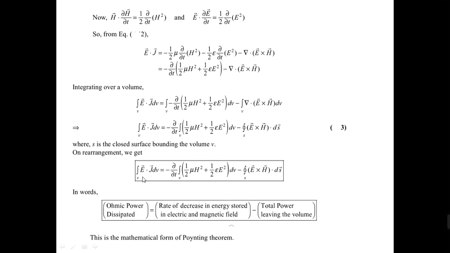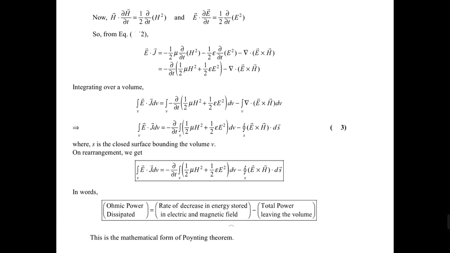So now let us see what each term indicates. Here, the volume integral of E bar dot J bar dv indicates the dissipated power due to ohmic losses, or you can say ohmic power dissipation. And the second term, half mu H square, indicates the energy stored in the magnetic field, and half epsilon E square indicates the energy stored in the electric field. So this is the total energy stored in the magnetic field and electric field.